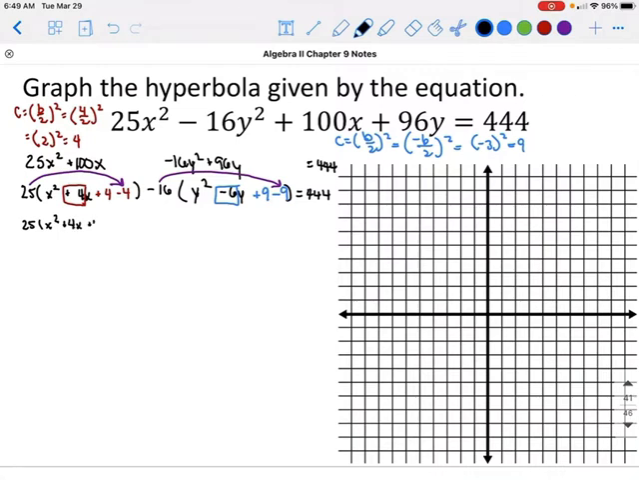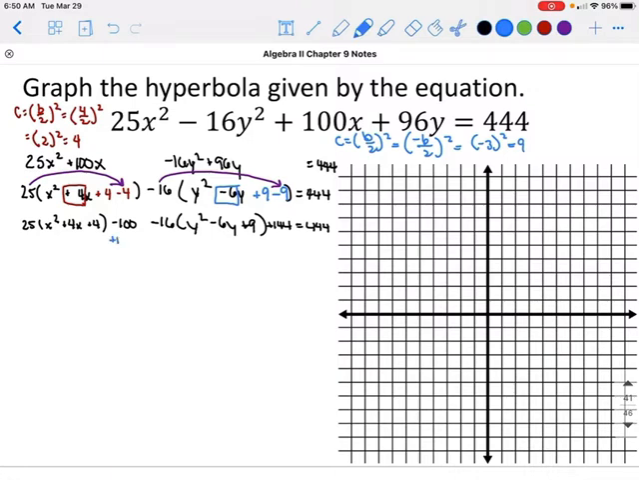So we're still going to have the x squared plus 4x plus 4, but 25 times negative 4 is going to give us negative 100, and that's now outside the parentheses. Then we're going to have negative 16 times y squared minus 6y plus 9, and we're going to do the negative 16 times the negative 9. Negative times negative makes it a positive, and it's going to be 144.